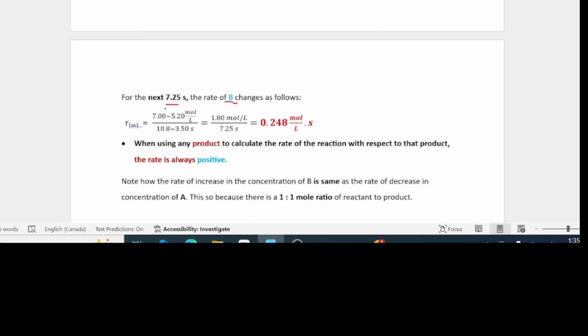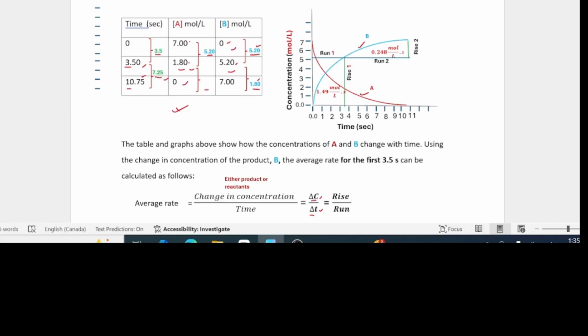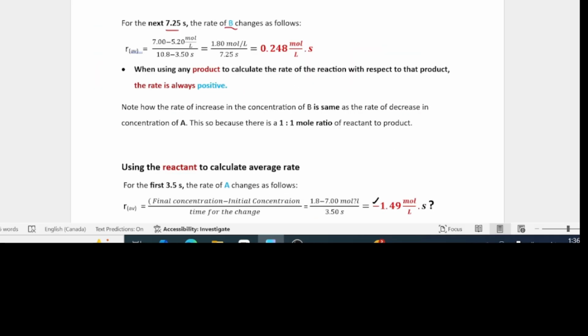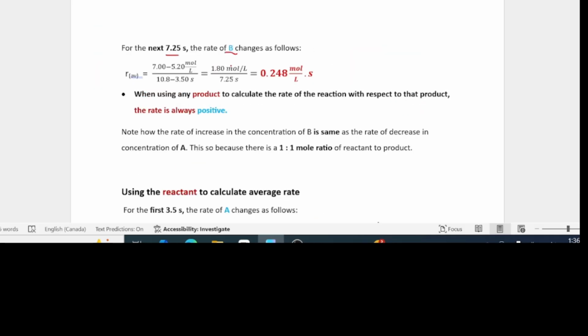For the next 7.25 seconds, let's look at the concentration change for B. So the difference between this time here and this time here is 7.25 seconds. And the change in concentration is 1.80 moles per liter, since it is changing from 5.2 moles per liter to 7.00 moles per liter. Substituting those values into that expression there, where that is your delta C and that's your delta T, this is what is obtained, 0.248 moles per liter per second.